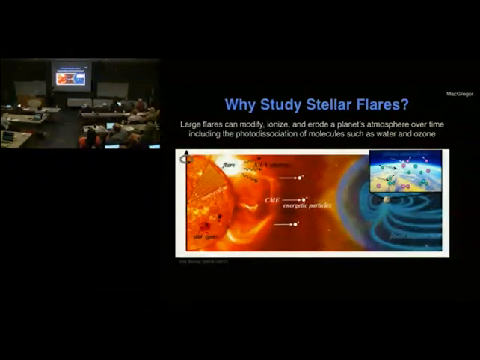So stars are active, right? Our sun is active. It produces flares. They're associated with coronal mass ejections. And then these streams of high energy X-ray and UV photons and energetic particles go and hit our Earth's atmosphere. We're nicely protected by our magnetic field and our atmosphere. But we can imagine the scenario around other stars that have exoplanets around them.